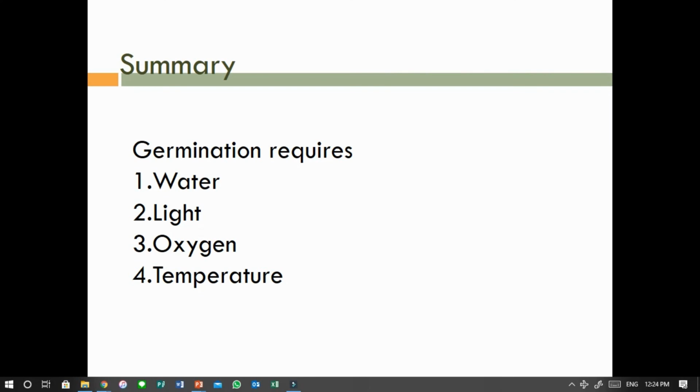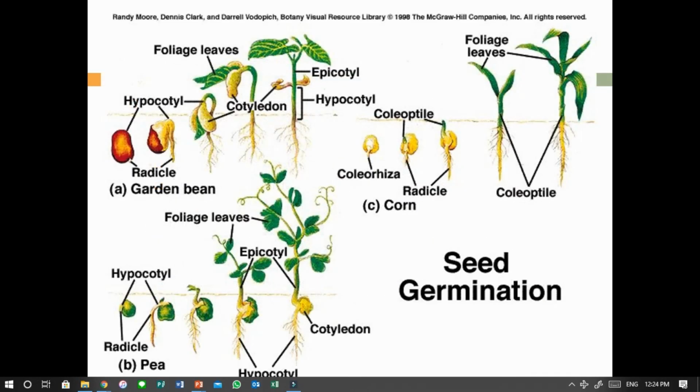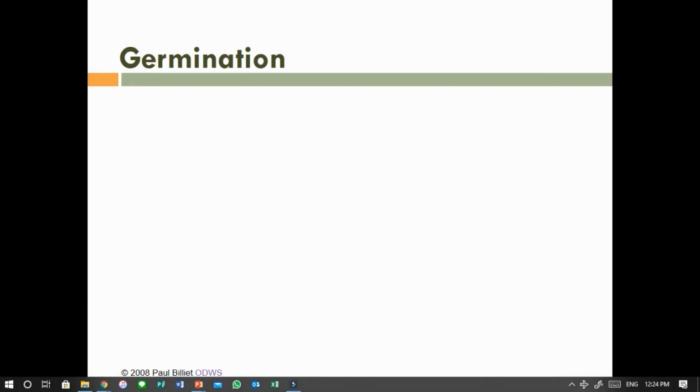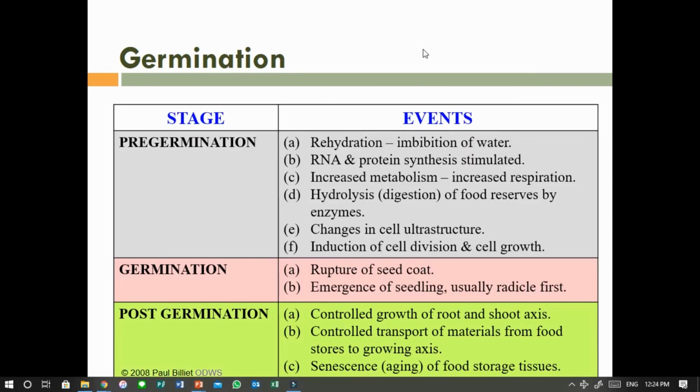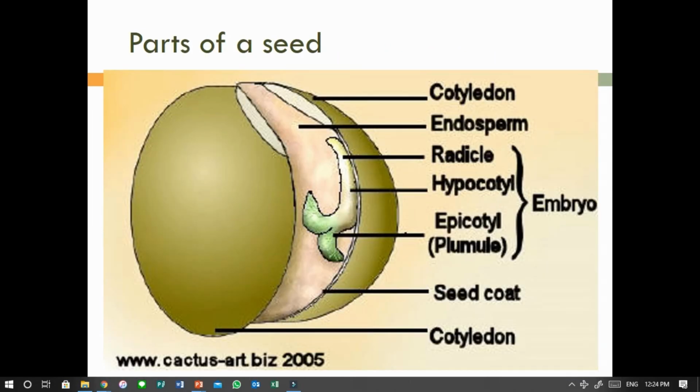Look over the slides. The important slides are this slide here with seed germination, with the radicle and garden bean, and going back, this page here, the germination table, pre-germination, germination, post. And then finally, I love this part, this page right here, seed stages leading to cell division, and this beautiful seed part with the parts of the seed. You're more than welcome to go back over to PowerPoint and highlight those pages. I will just print it out and highlight those 4 pages, okay?